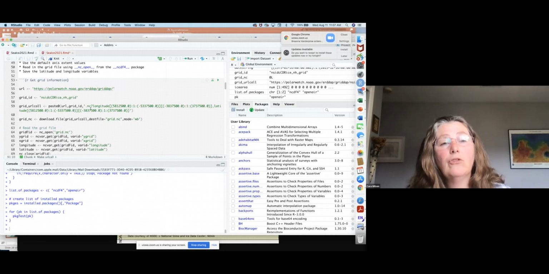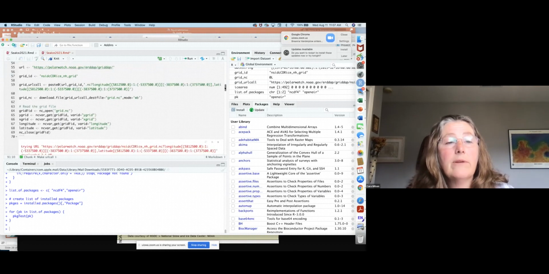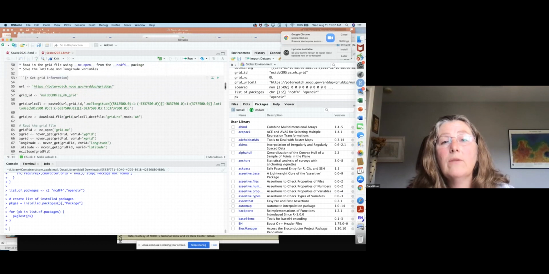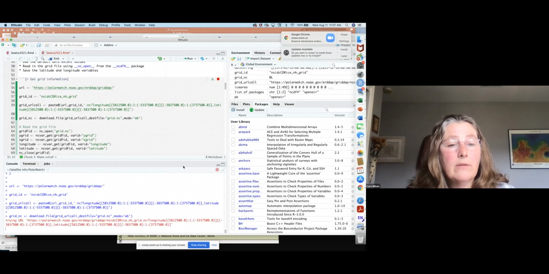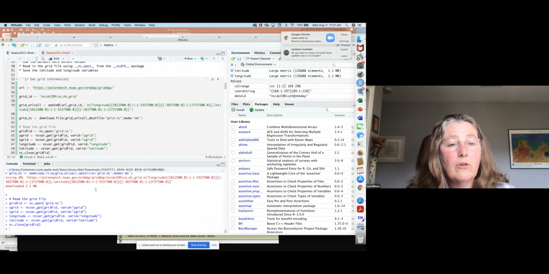These are the ranges of the X and Y constraints, so it's saying, get me the entire grid. It's going to then download that file and read it. This is basically reading the netCDF file that it's going to download. So I'm going to hit this arrow and it's going to do that. Down here in my console, it tells me it's trying this URL. It downloaded 2.1 megabytes, and it basically read that file.